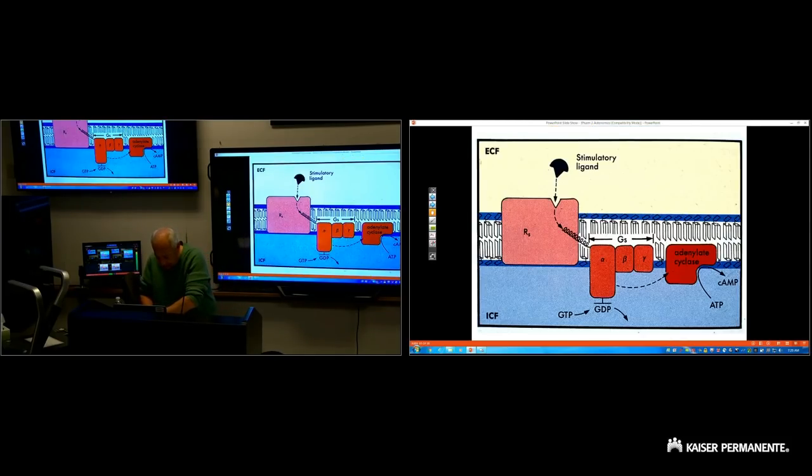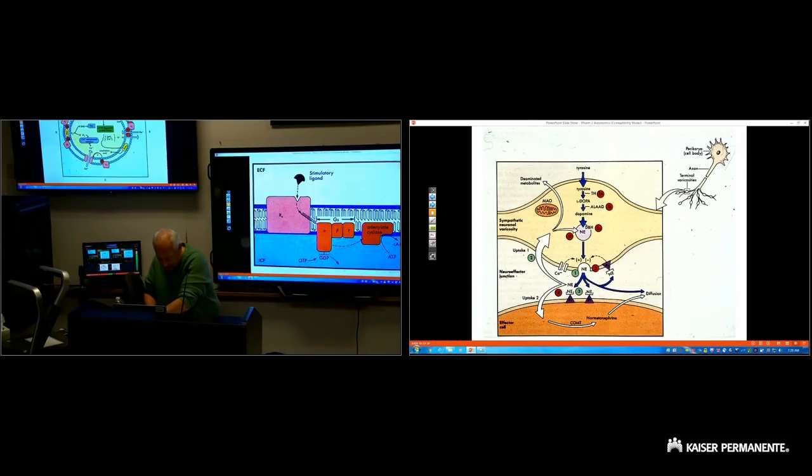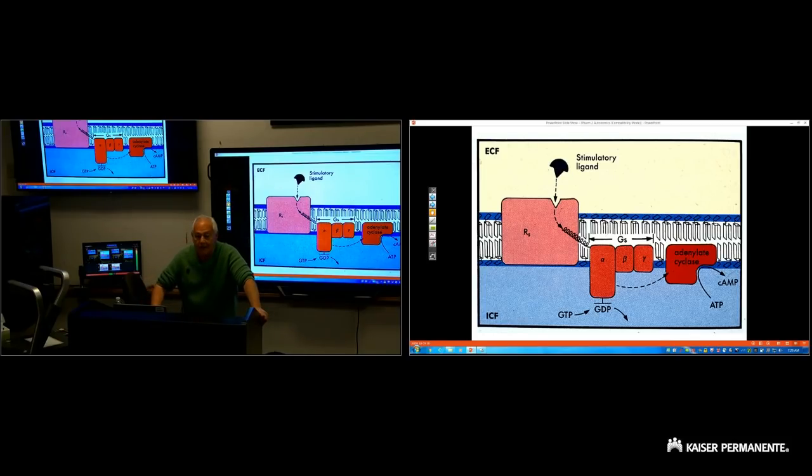Okay, finally, number 10, and I got a different picture in the book than I do on my little slide here. I don't think I have this. Number 10, I added to this.